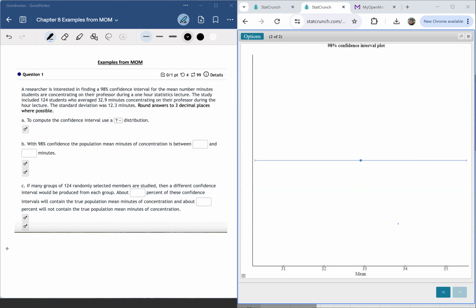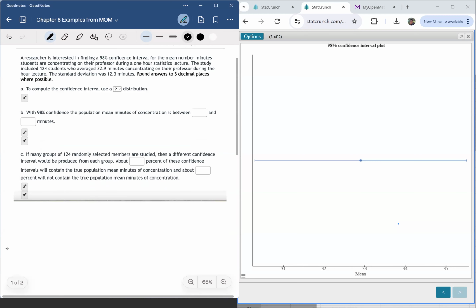Now let's take a few steps back. Let's pull out some important information from our problem and make sure we know how to choose the things that I chose in StatCrunch. So I'm going to go back to the problem and take a look at what we have. All right, so I'm going to highlight a few things.